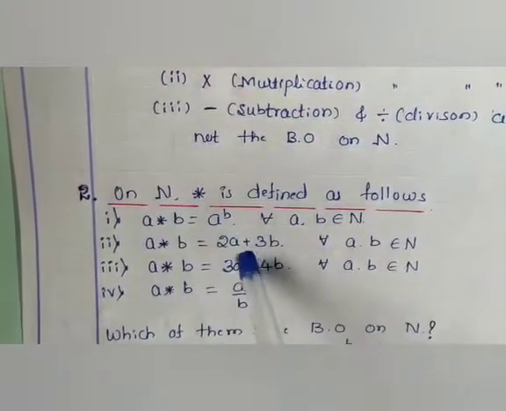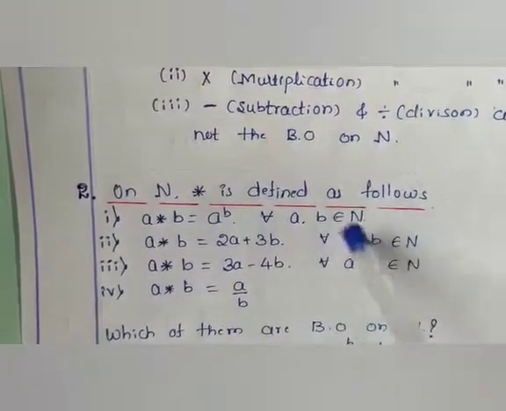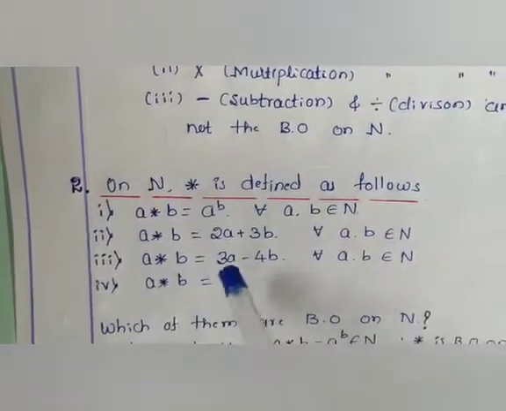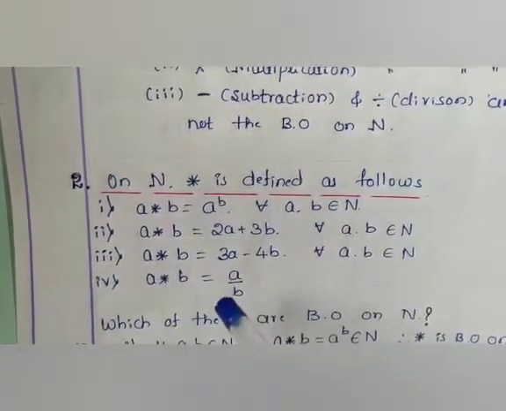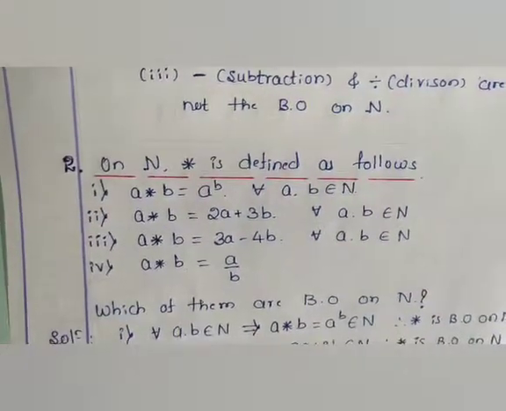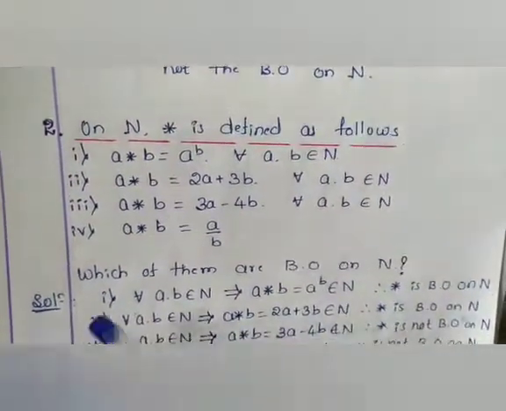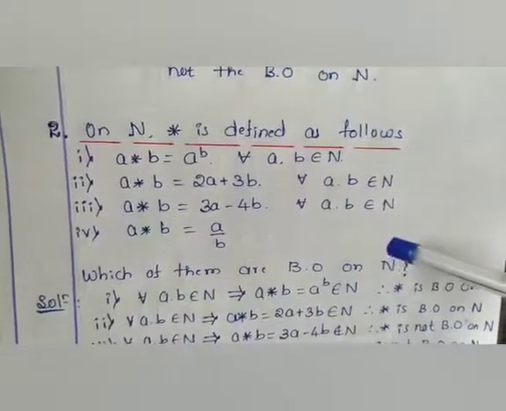Next, a star b is defined as 2a plus 3b, for every a, b elements of N. Then a star b is 3a minus 4b, for every a, b belongs to N. And a star b is a divided by b, for every a, b belongs to N. Our question is, which of them are binary operations on N?